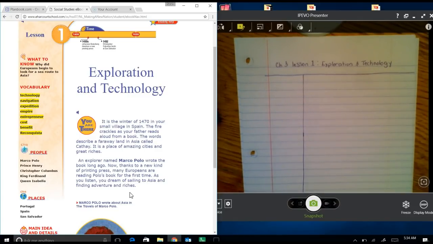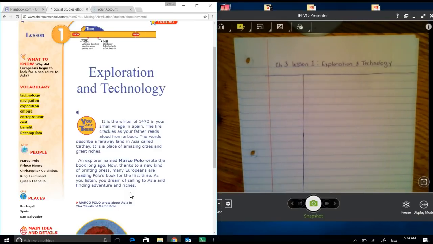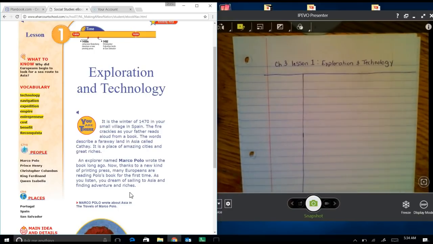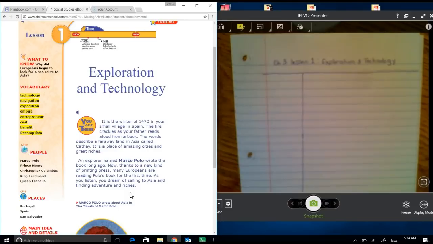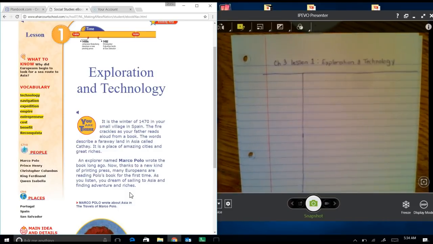Okay? It is the winter of 1470 in your small village in Spain. The fire crackles as your father reads aloud from a book. The words describe a faraway land in Asia called Cathay. It is a place of amazing cities and great riches. An explorer named Marco Polo wrote the book long ago. Now, thanks to a new kind of printing press, many Europeans are reading Polo's book for the first time. As you listen, you dream of sailing to Asia and finding adventures and riches.